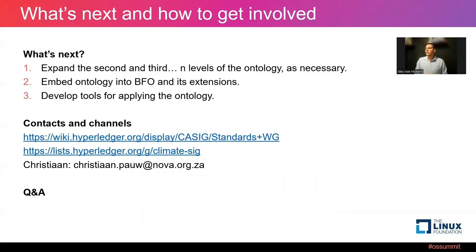So what do we want to do next? Well, we want to expand the ontology to deeper levels. There are nuances to these things that we need to work out. We are aware of them. We have done some work in that regard, but there is quite a bit of expansion needed. We want to embed this into the basic formal ontology and its extensions. That process we think will add a lot of value, but we are aware that it is quite a bit of work. And then we want to develop tools to be able to use this.